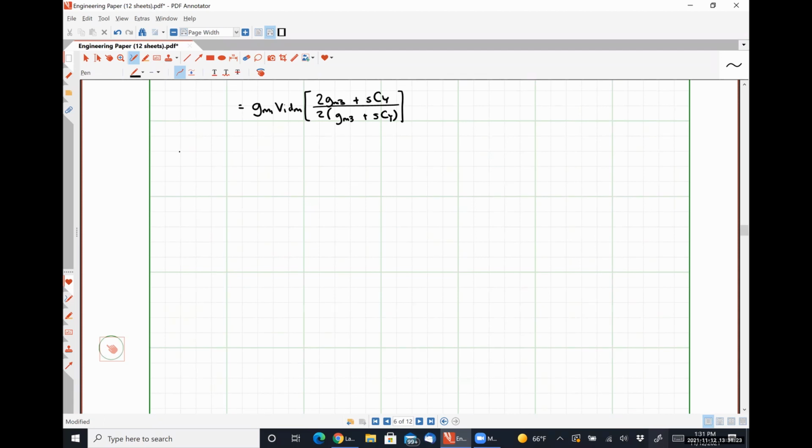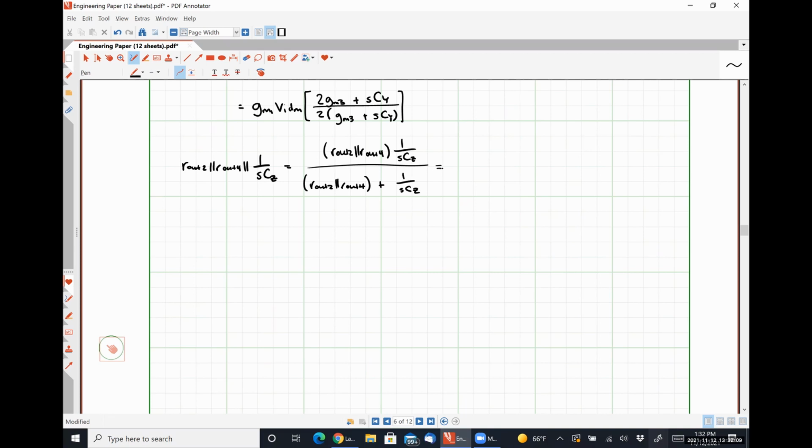Let me scooch that down. I don't have enough room. R out 2 in parallel with R out 4 in parallel with 1 over SCZ is going to look like R out 2 in parallel with R out 4 multiplied by 1 over SCZ, divided by R out 2 in parallel with R out 4 plus 1 over SCZ.